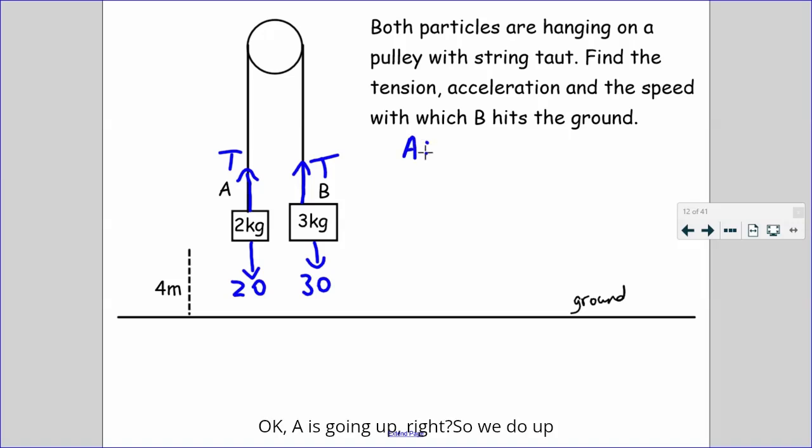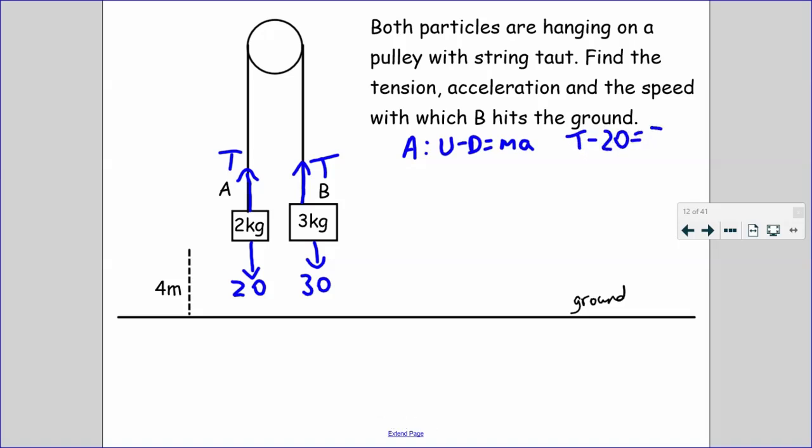okay, A is going up, right? So we do up minus down. T minus 20 equals 2A. Okay, particle B. Now B is heavier, so B will go down, right? So we do down minus up equals MA.